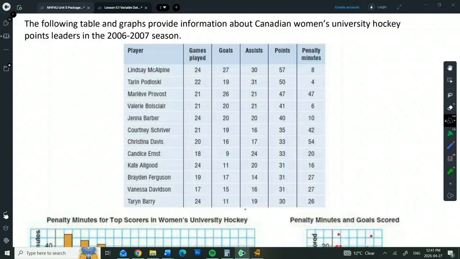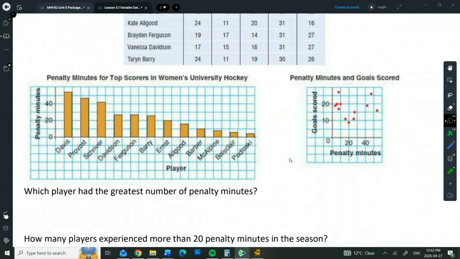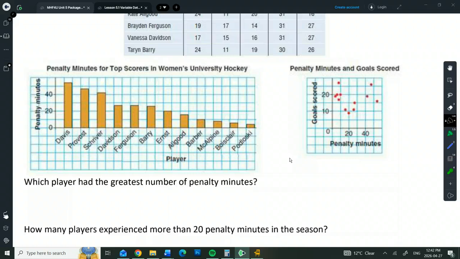So here we have a bunch of information in a table. It is about the Canadian women's university hockey team that scores points in the 2006 and 2007 season. We have all the names of the players, the number of games they played, their goals, their assists, their points, and their penalties. So here are two types of graphs that we took from that set of data.